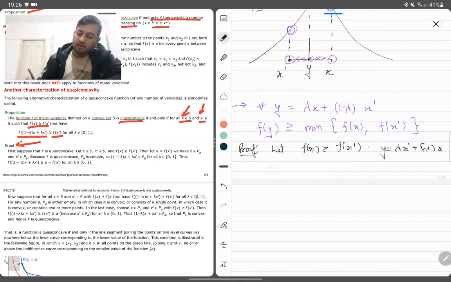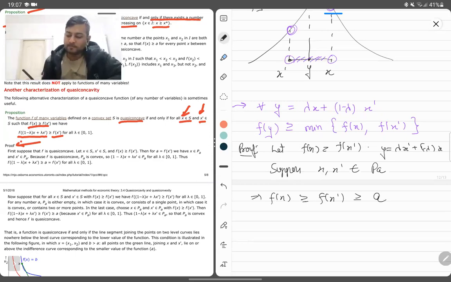So suppose x and x prime, they both belong to some level set, upper level set P of a. This implies f of x comma f of x prime, so f of x should be greater than or equal to f of x prime, which should be greater than or equal to value a. Okay. Now, what I need to show is the point y belongs to P of a. Okay, so I have to show that the point y also belongs to the upper level set.